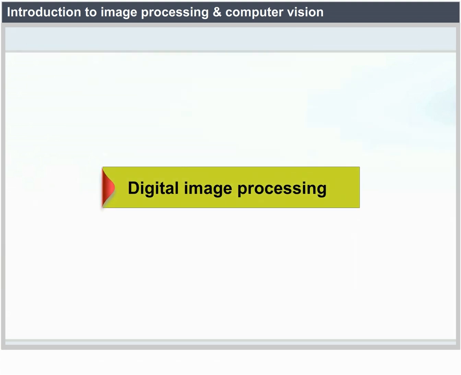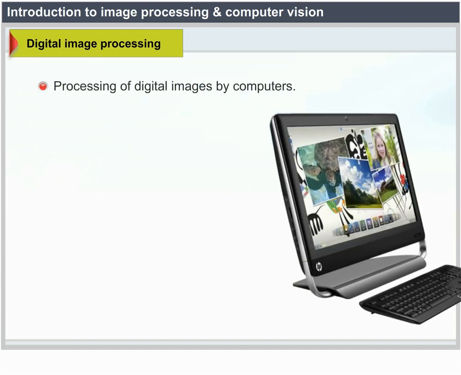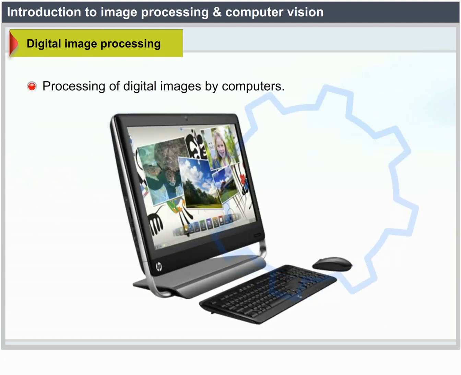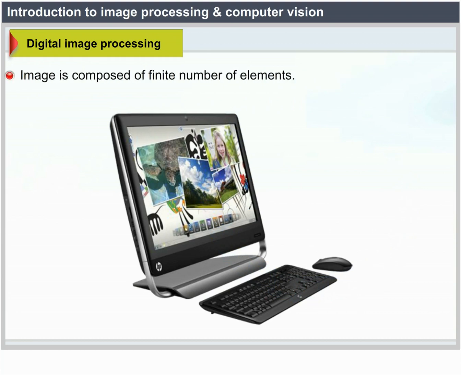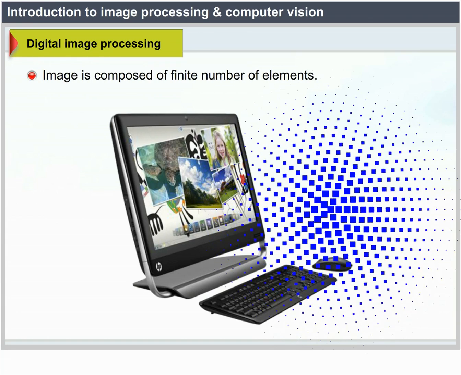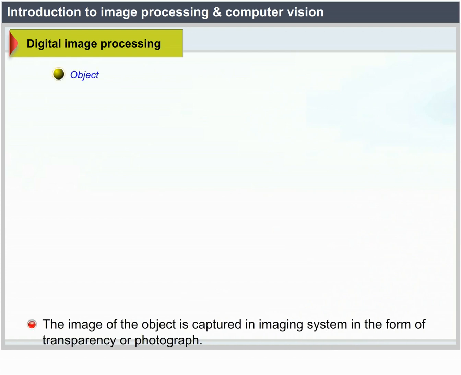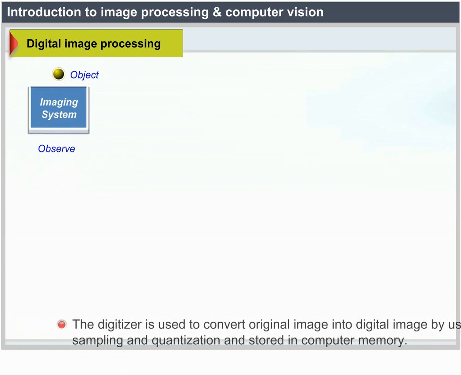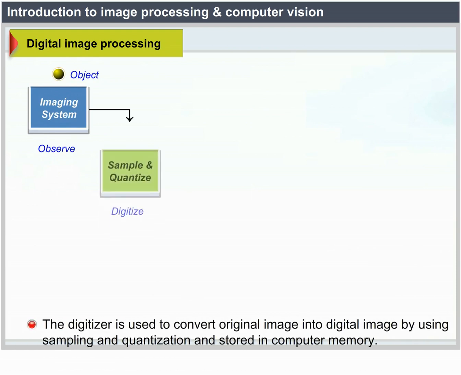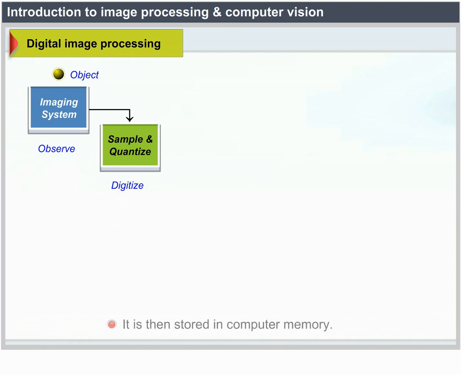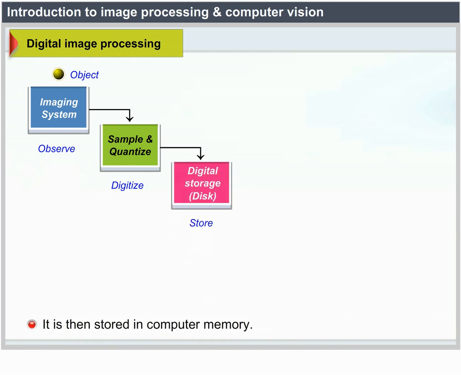Digital image processing. Processing of digital images by computers. An image is composed of a finite number of elements. The image of the object is captured in the imaging system in the form of a transparency or photograph. The digitizer is used to convert the original image to a digital image by using sampling and quantization. It is then stored in computer memory.